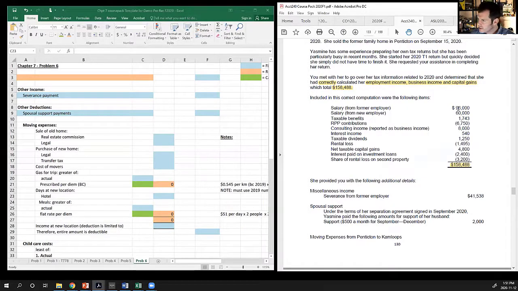She's got interest that she paid. So that's an expense relative to property income. And then that's it. So there's her business, employment, capital gains, etc. That's the amalgamation of those things.